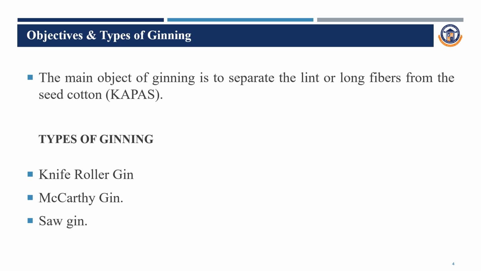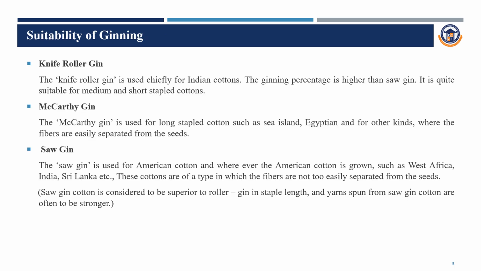There are three different types of ginning machines available: knife roller gin, McCarthy gin and saw gin. Let us see which type of ginning machine is suitable for which type of fiber. Normally the knife roller gin is suitable for the Indian variety of cotton, that is, medium and short staple cotton. Here the ginning percentage is higher than the saw gin.